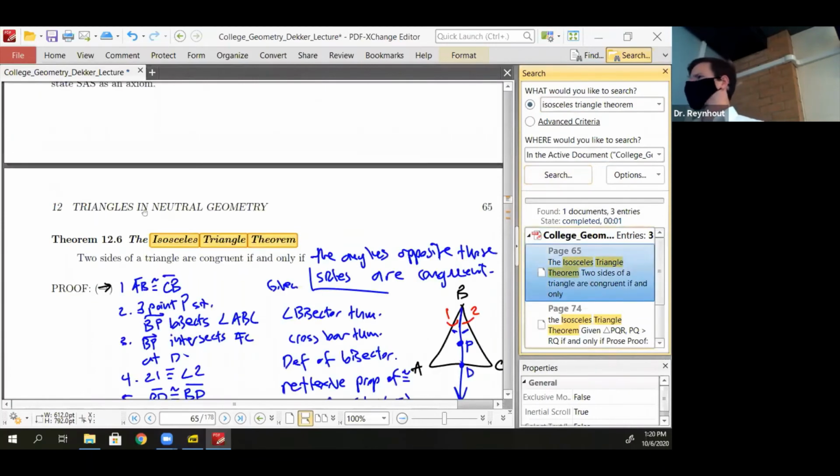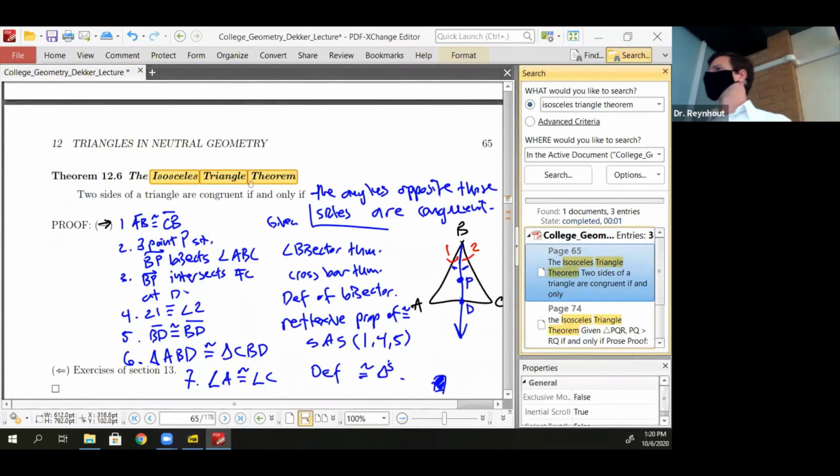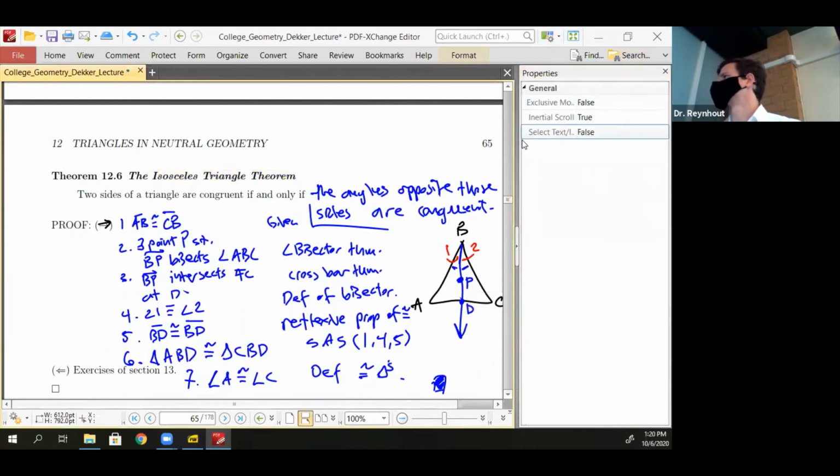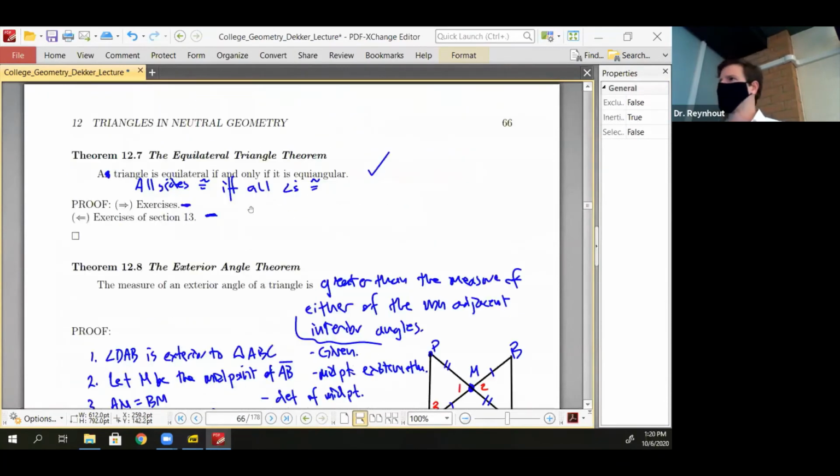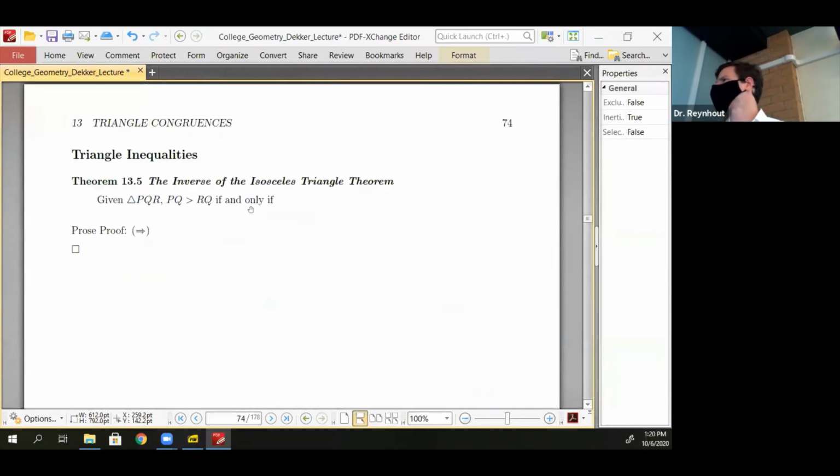All right, so here we are. Okay, excellent. So the isosceles triangle theorem says that the two sides of a triangle are congruent if and only if the opposite angles are also congruent. Okay, so let's get rid of that. I just wanted to see what that said. So let's go back to page 74.